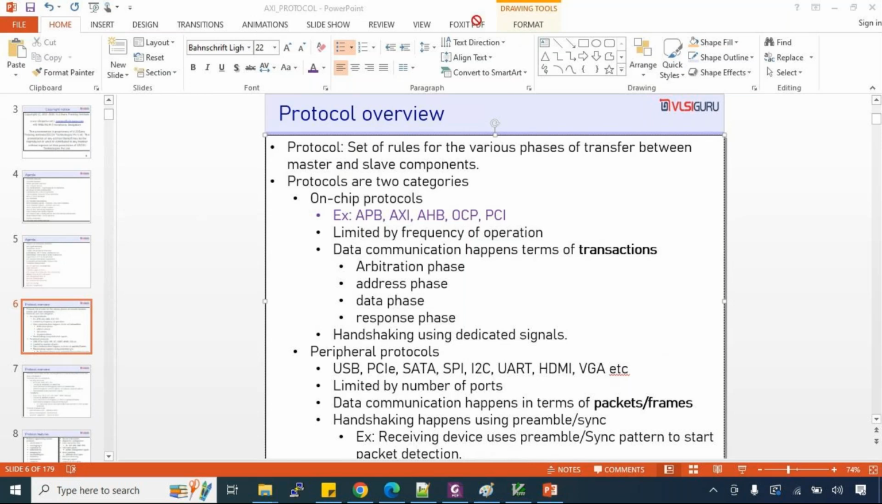So I hope you have gone through it. Handshaking is done using dedicated signals. What are the dedicated signals? Like in APB, enable and ready. Like that, every protocol will have a set of dedicated signals for handshaking purpose.